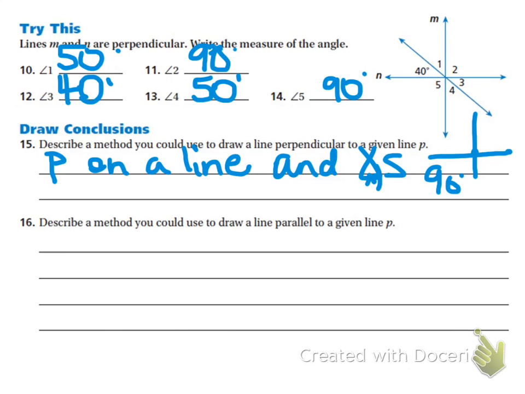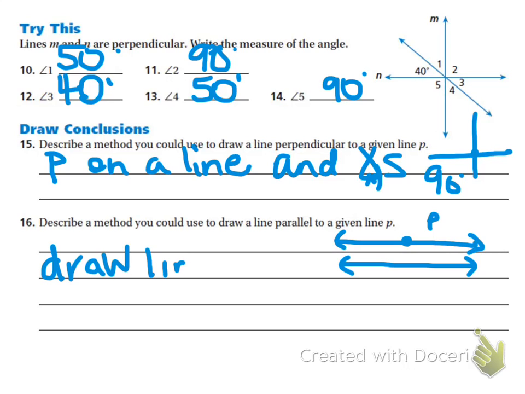Okay, number 16, describe a method you could use to draw a line parallel to the given point P. So if I have P here on this line, how would I draw a parallel line? I could draw it on top of it, under it, but it cannot touch. So that's very key, cannot touch.